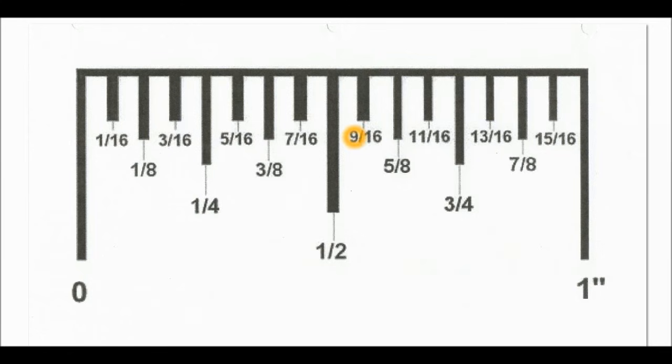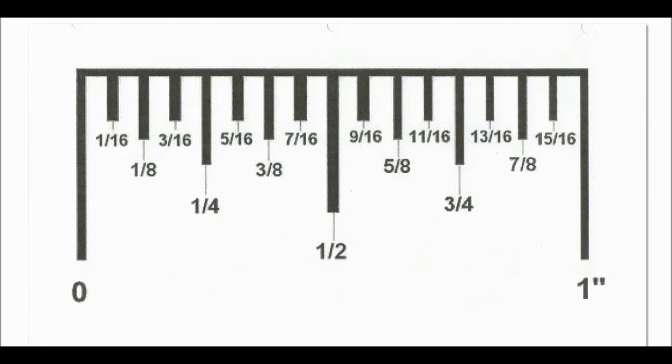Again, your shorter lines are your 16ths, and notice all of your 16ths have an odd number. That means these numbers are not divisible by 2, 4, 8, or 16 for that matter. So your shorter lines are going to have odd numbers over 16. These numbers are not divisible by 8, 4, or 2, so they're going to be just an odd number over 16.